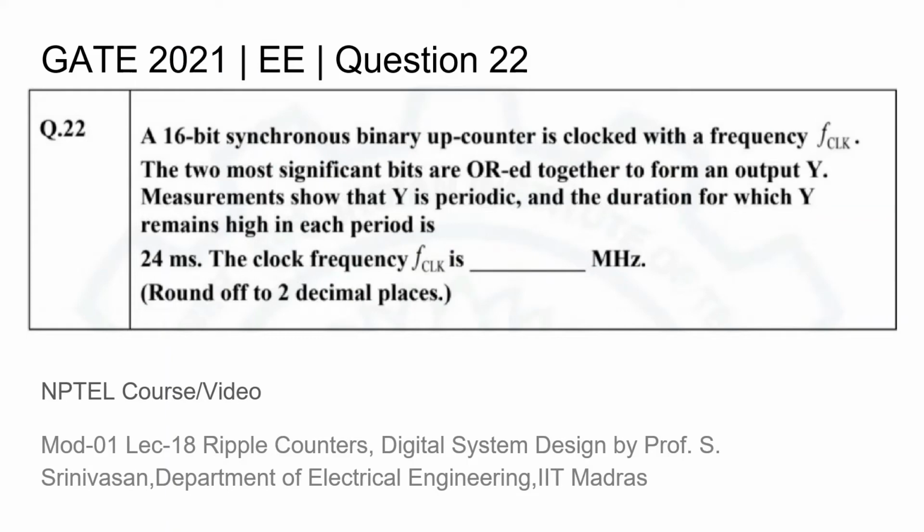This is question 22 from the GATE 2021 AA paper. In this question, we are given a 16-bit synchronous binary up counter and we are asked to find out what the clock frequency is for this counter, given that a certain combination of its two MSB and MSB minus 1 bits has a period of 24 milliseconds. Underneath the title of the question, you will find the NPTEL course or video that is relevant to this topic.